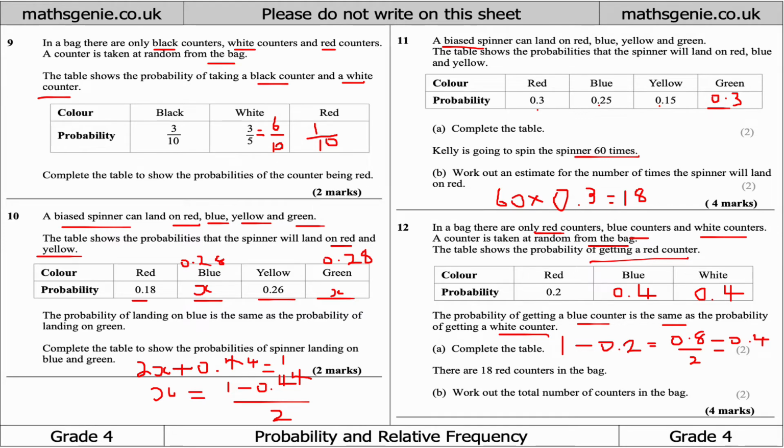There are 18 red counters in the bag. Work out the total number of counters in the bag. So 18 is equivalent to 0.2. Now, if you look here, 0.2 to 0.4, I've timesed that by 2. So if I double 18, double 18 is 36. That's also going to be 36, because 18 is equal to the probability of 0.2, and 0.4 is double 0.2, hence why I've doubled the numbers. 36 plus 36 is 72, plus the 18 is going to be 90. So that's how I work out the total number of counters in a bag.